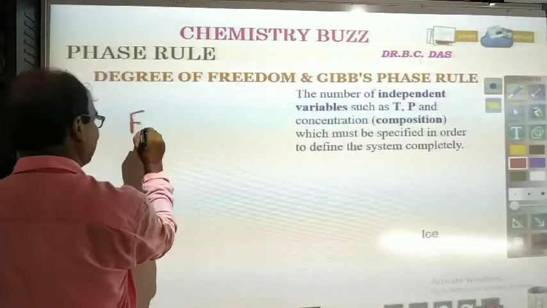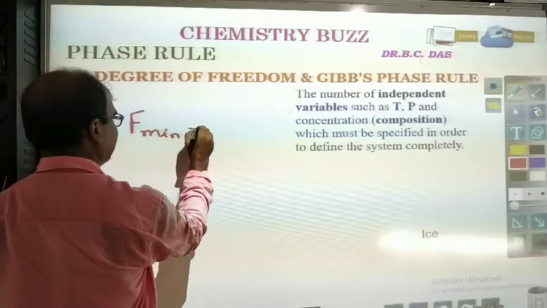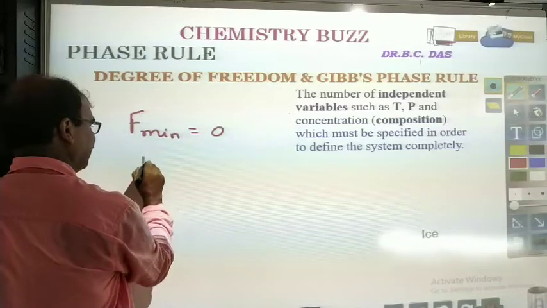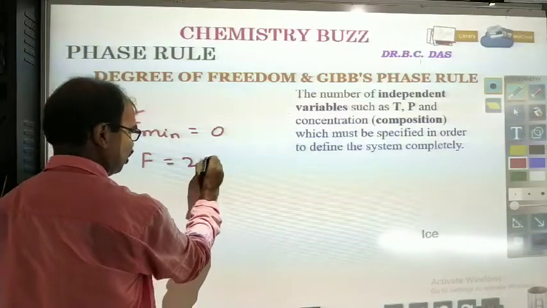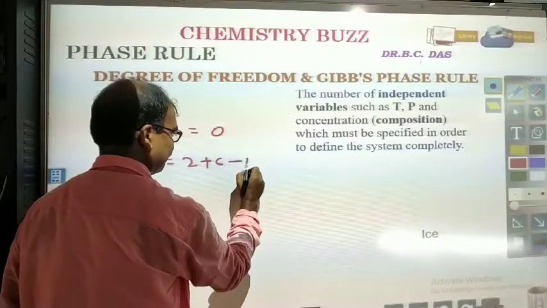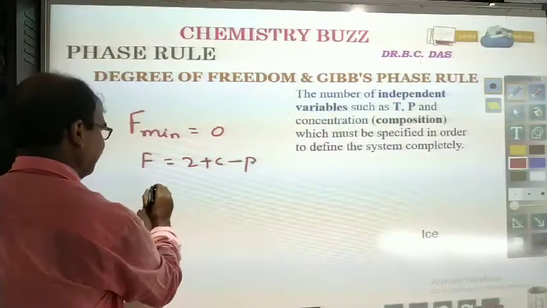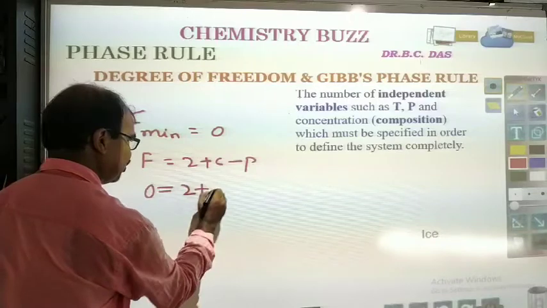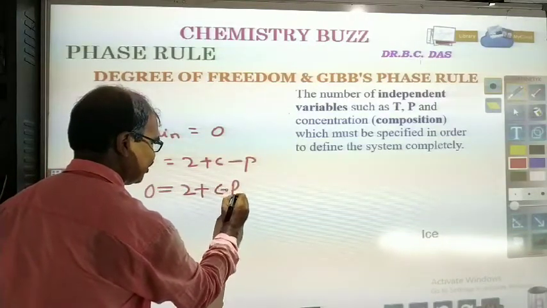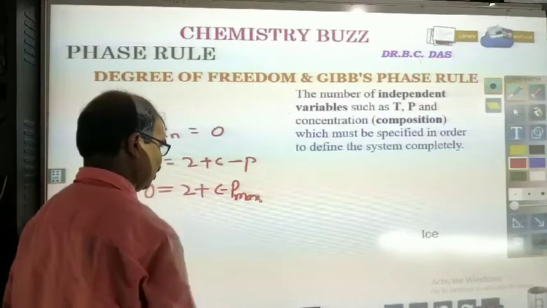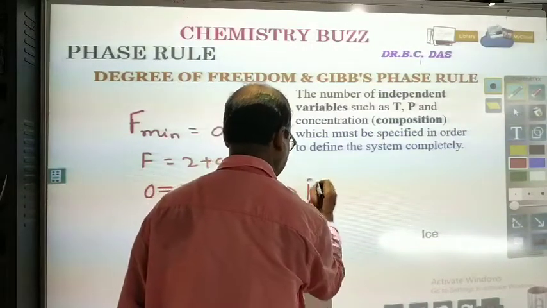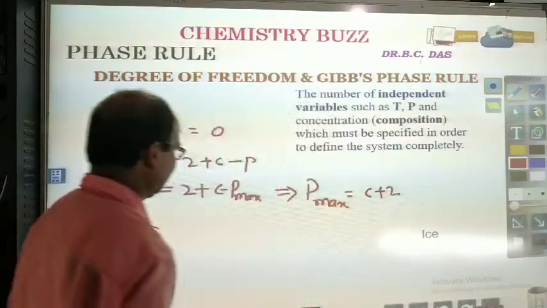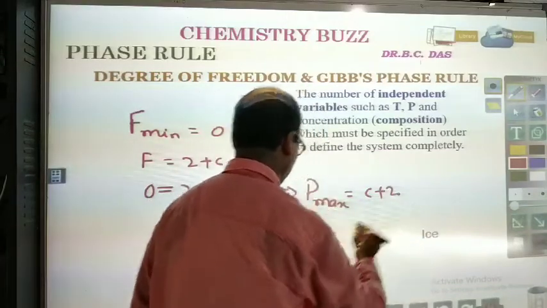So F minimum is equal to 0. So what will be the phase? We have F is equal to 2 plus C minus P. So P will be maximum. So 0 is equal to 2 plus C minus P max, or we can say P max is equal to C plus 2. Okay? So P max is equal to C plus 2.